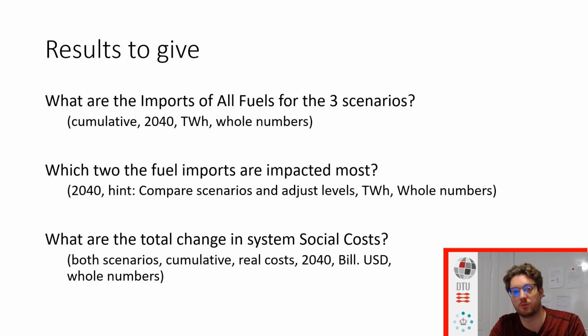So you will have to go in, observe results, and find out which two fuel imports change most between scenarios. What is the total change in system social costs? Here we are looking for the cost of the entire system. I want to see what the change in total system cost is for both scenarios, for cumulative cost over the entire timeline, in real costs, not discounted cost, for 2040, so we have the entire timeline. And you will be asked to input both of these whole numbers in billion US dollars.